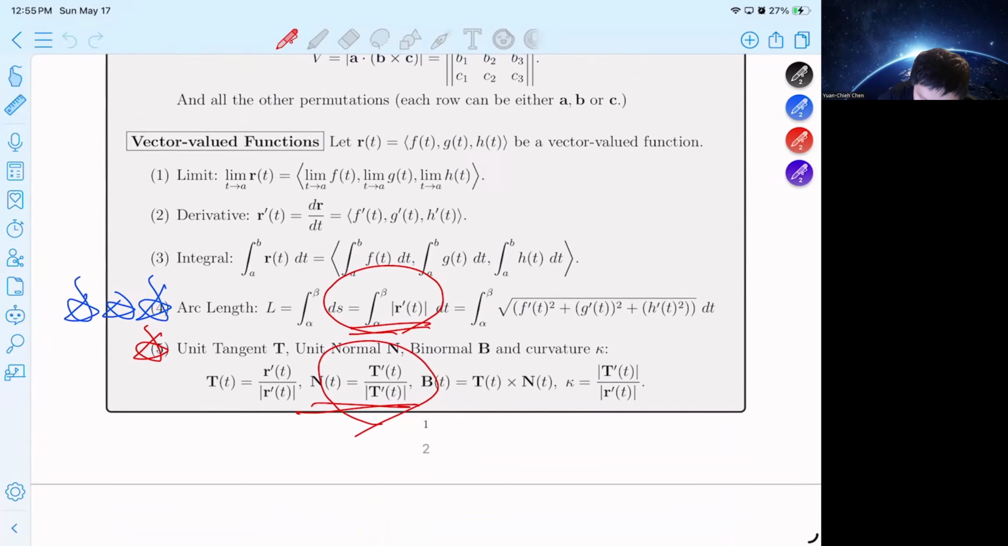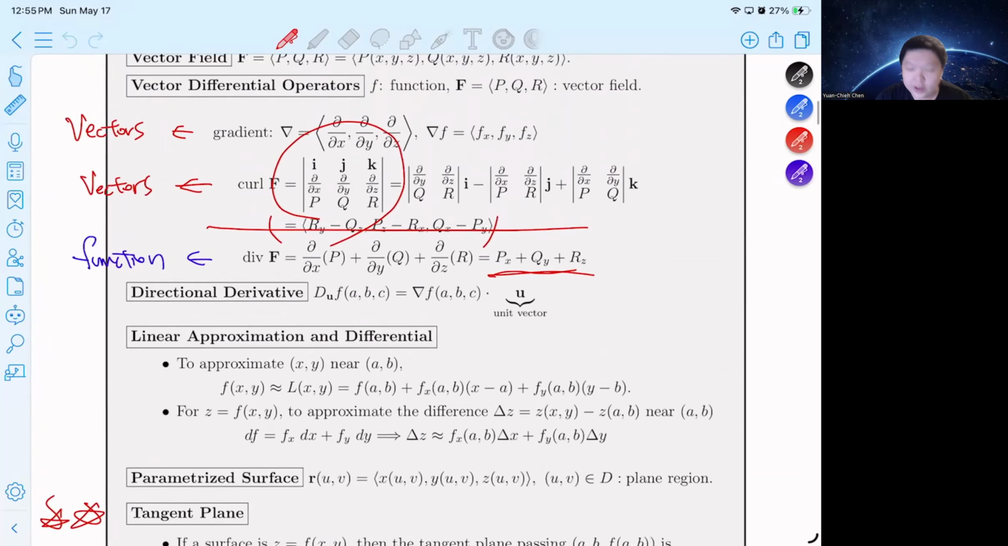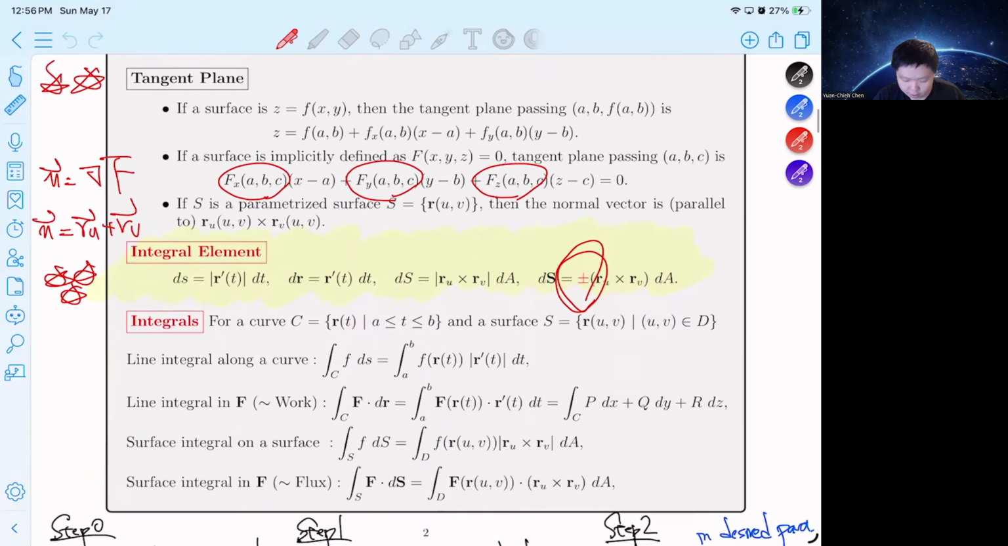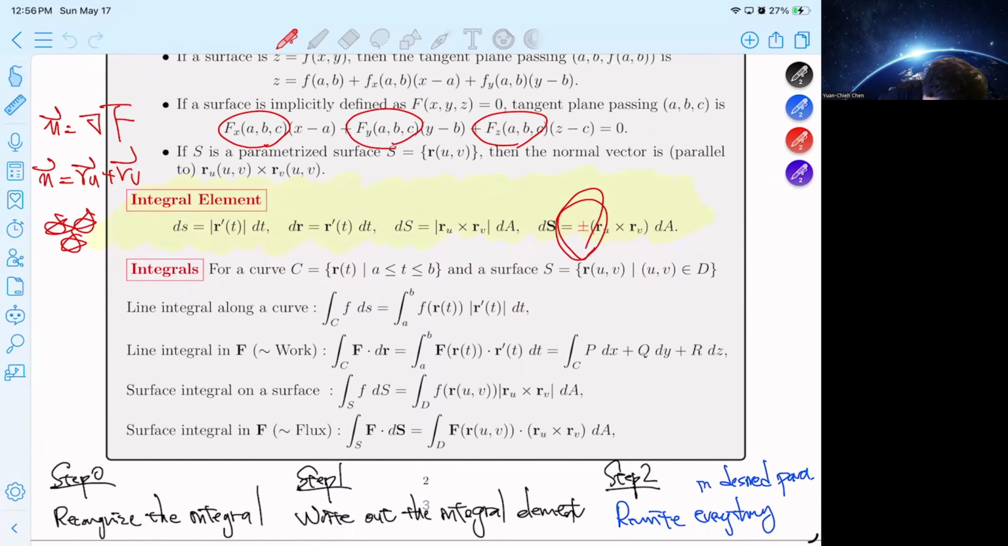And again, this is a double integral. Oh no, this is fine. This is fine. And I think this should be fine. This should be fine. Yeah, here, this should be a double integral. This should be a double integral, but you know what I mean. And these are all double integrals.